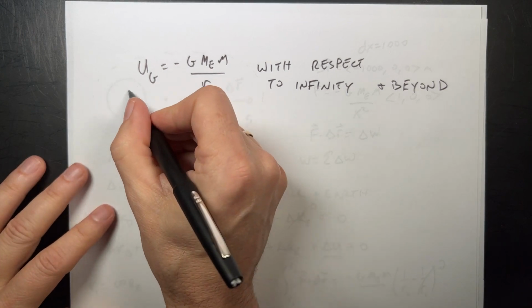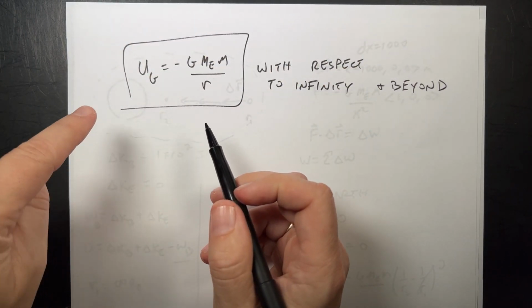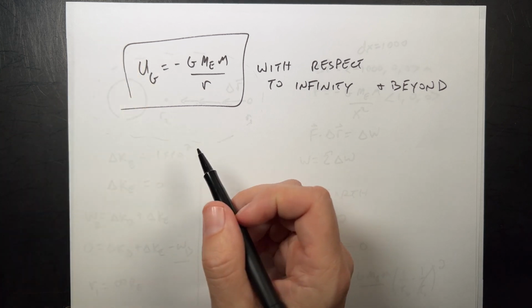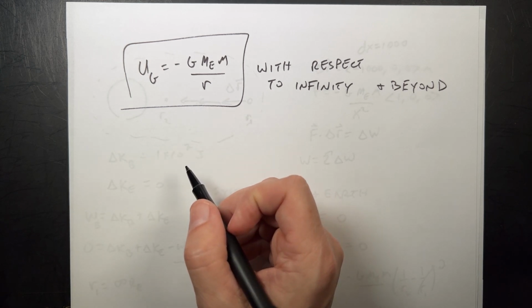It's important to realize that this is useful, but when we do the work-energy equation, we're always going to get a change in potential. But that's where that gravitational potential energy comes from. Hopefully that's useful.